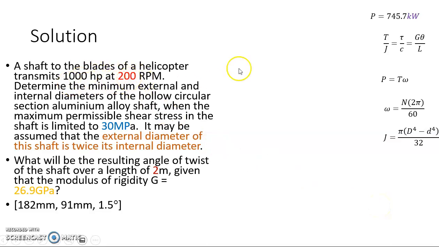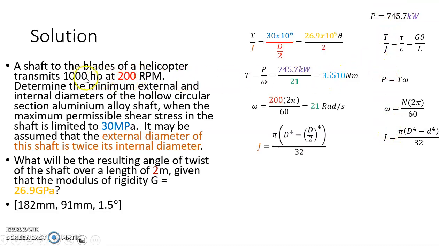So here is our question again. Here's our standard formulae, and we have 200 RPM, so omega then is 200 divided by 60 multiplied by 2 pi, that's 21 radians per second. Torque T is related to the power and the angular velocity. So the torque is the power, which is 745.7 kilowatts, which we just calculated, divided by the angular velocity, which is 21 radians per second, and that gives me 35,510 Newton meters.